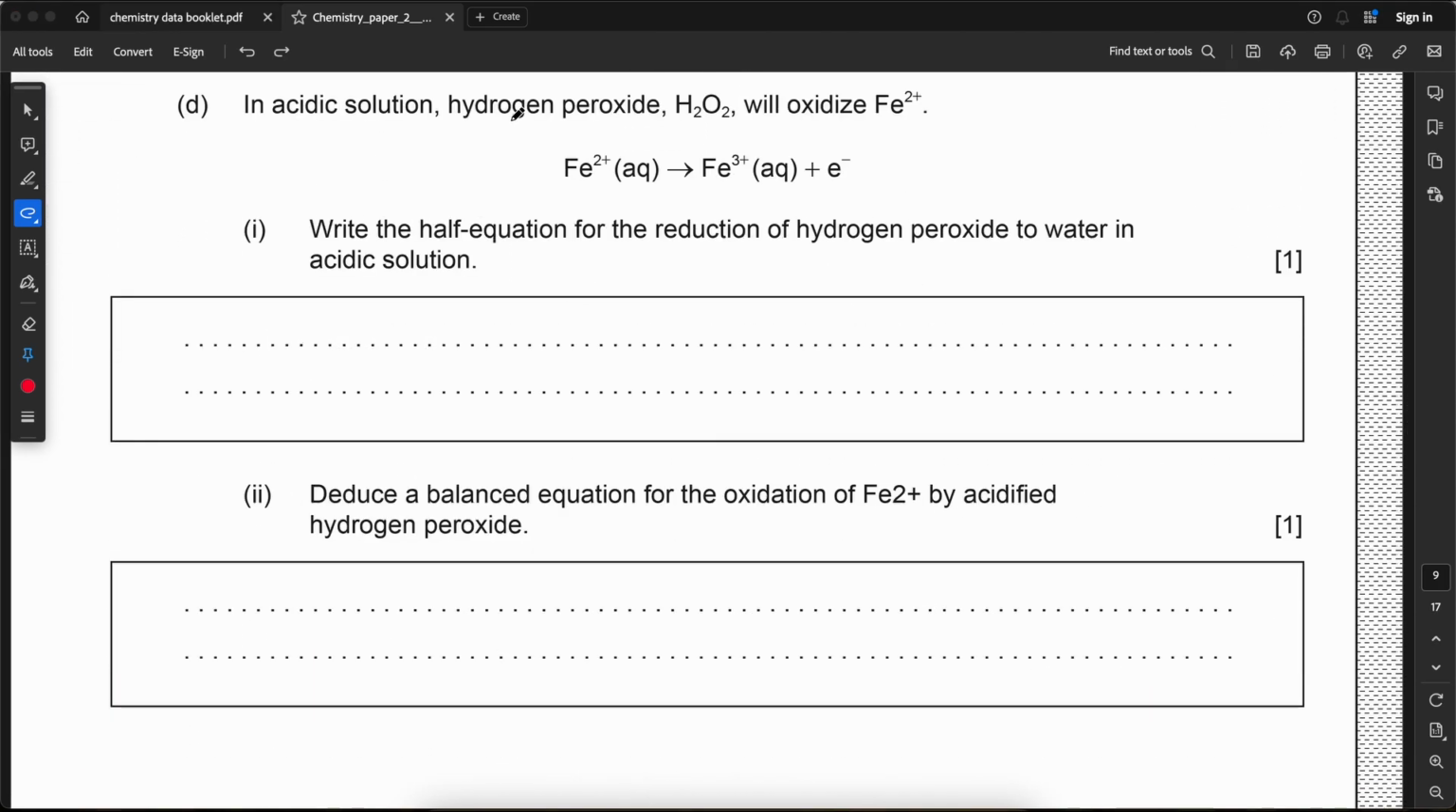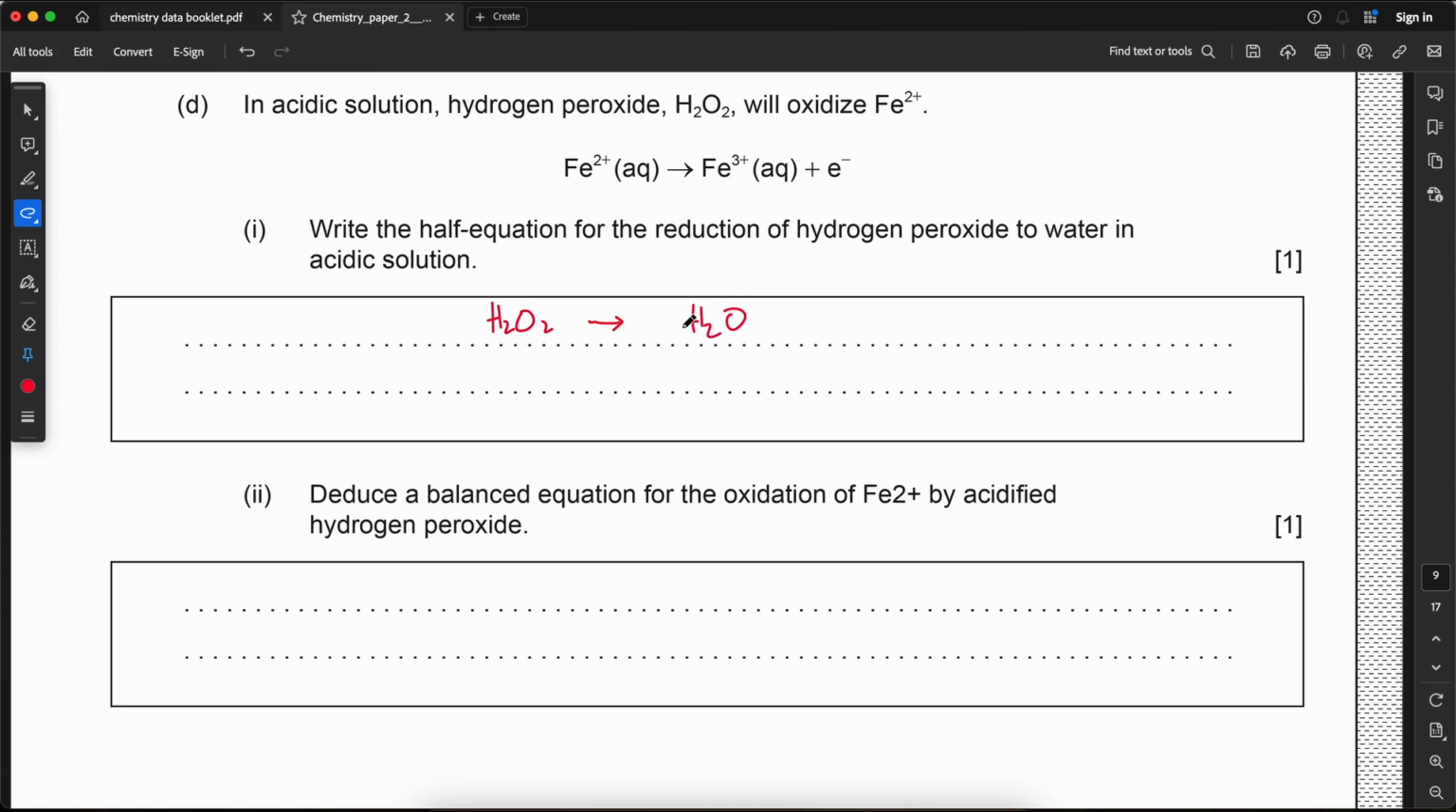In acidic solution, hydrogen peroxide, H2O2, will oxidize Fe2+. Write the half equation for the reduction of hydrogen peroxide to water in acidic solution. So H2O2, hydrogen peroxide to water.